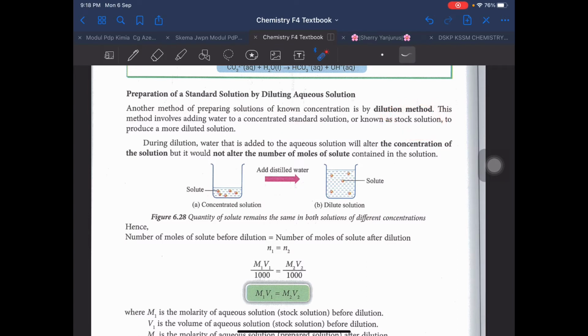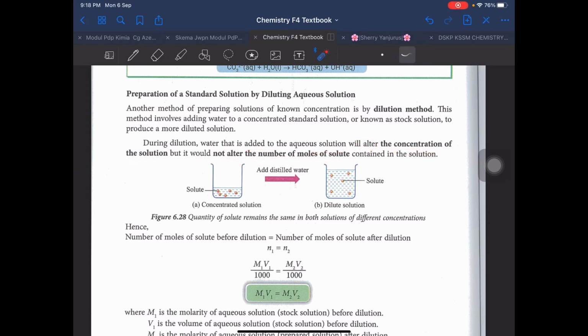Okay, why do we need to add water? Because we want to produce a more diluted solution. Lebih banyak larutan yang cair. During dilution, water that is added to the aqueous solution will alter the concentration of the solution, but it would not alter the number of moles of solute.